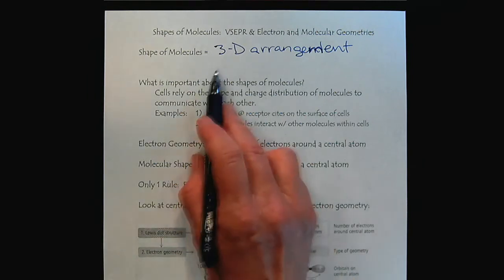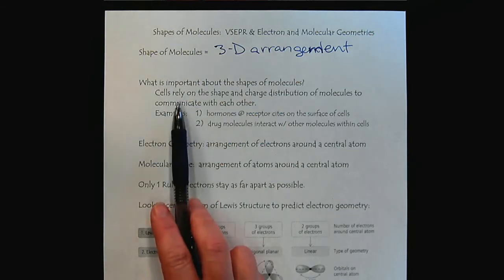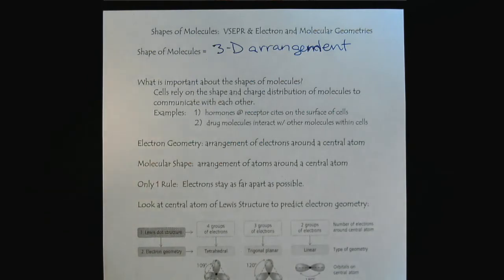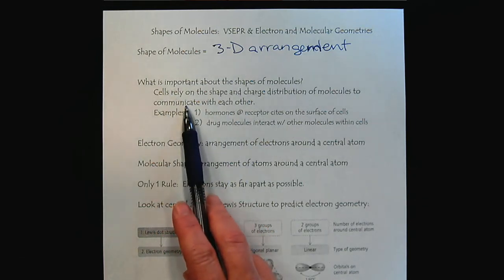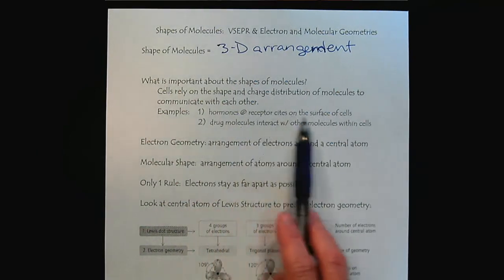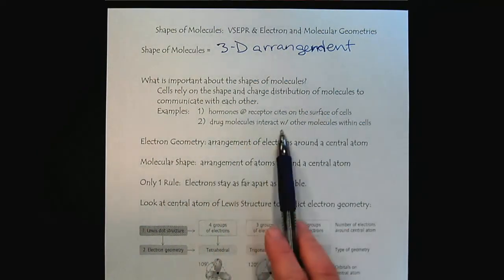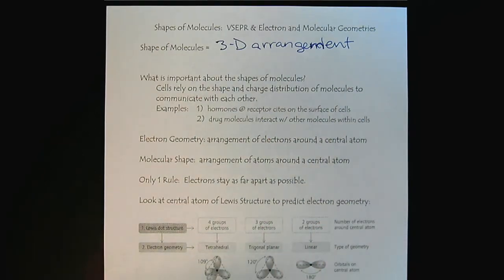So the molecular shape is going to depend on the electron geometry. We will build up to that, but why do we even care about this? Well, it's very important. The shapes of our molecules and their charge distribution is a way that our cells can communicate with each other. A couple examples are hormones at receptor sites on the surface of cells, and drug molecules interacting with other molecules within the cell. So it's very important that we can visualize these three-dimensional shapes. You can think of this as brain yoga.